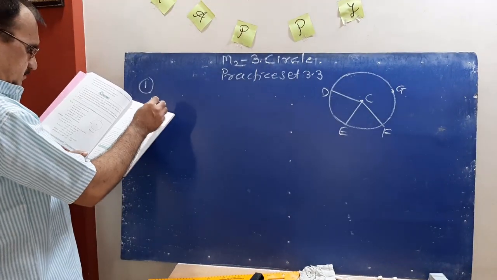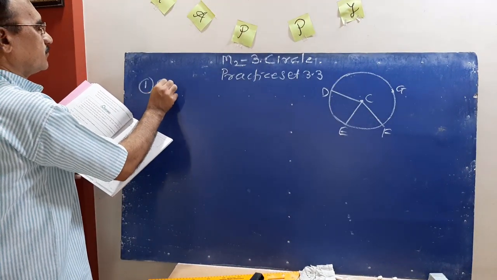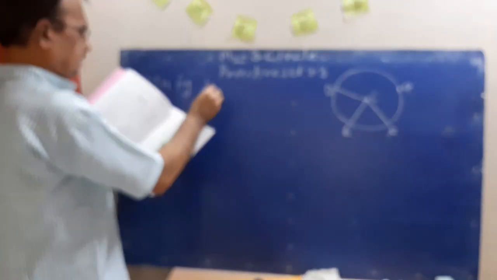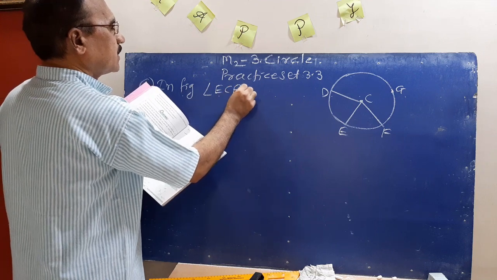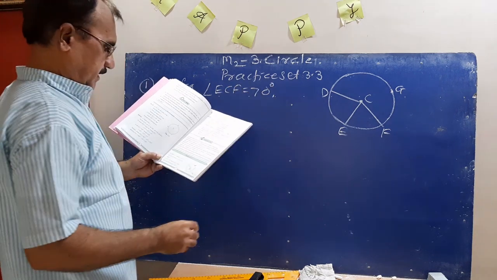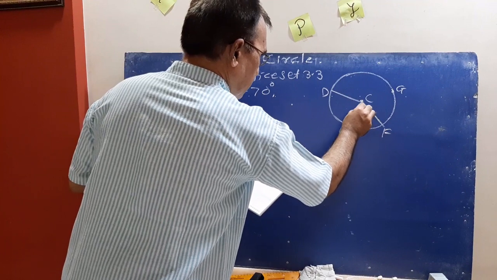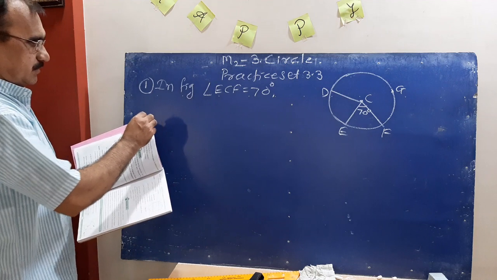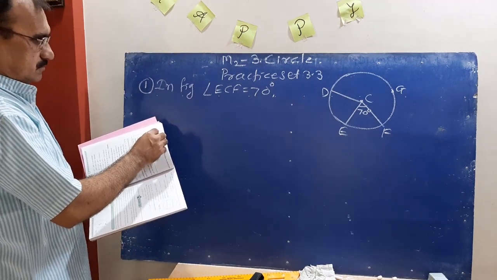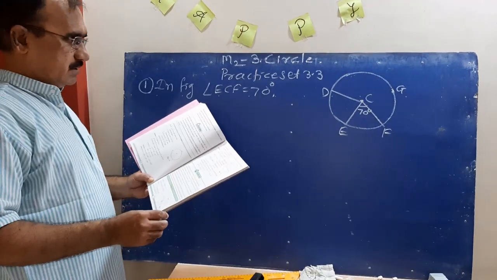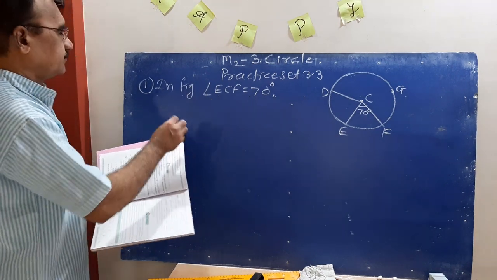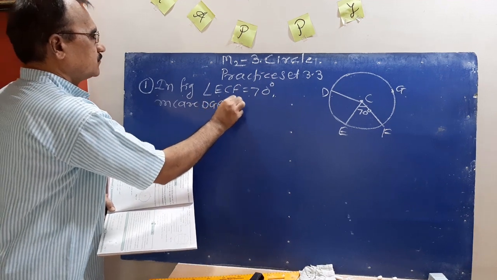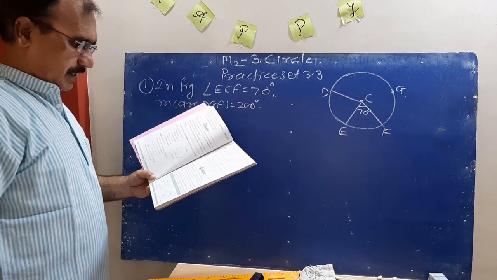In the figure, angle ECF is equal to 70 degrees. This means the measure of this central angle is 70 degrees. Then measure arc DGF is equal to 200 degrees.